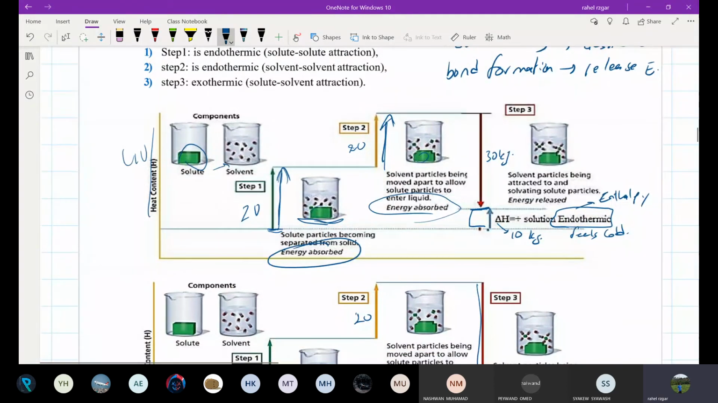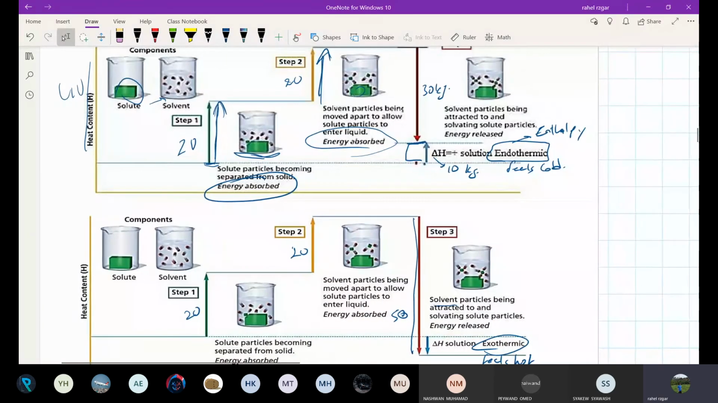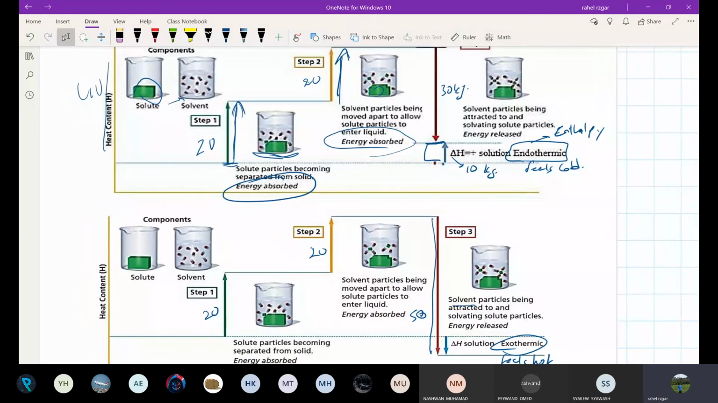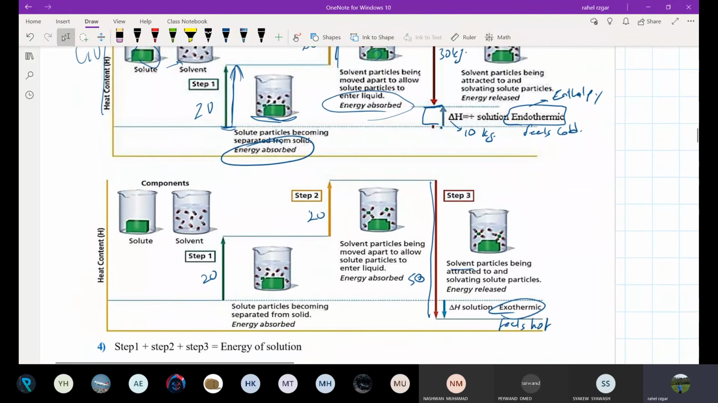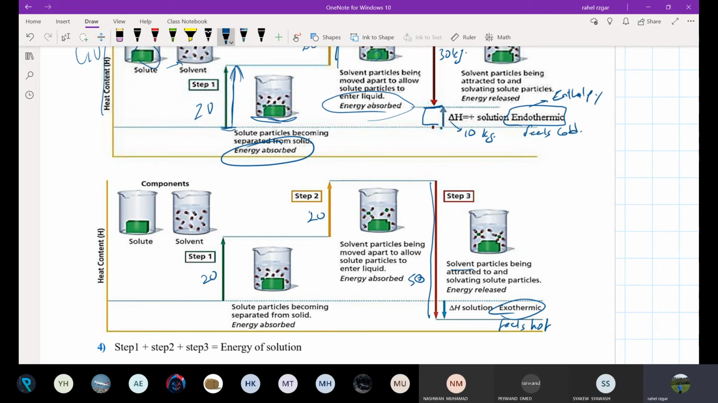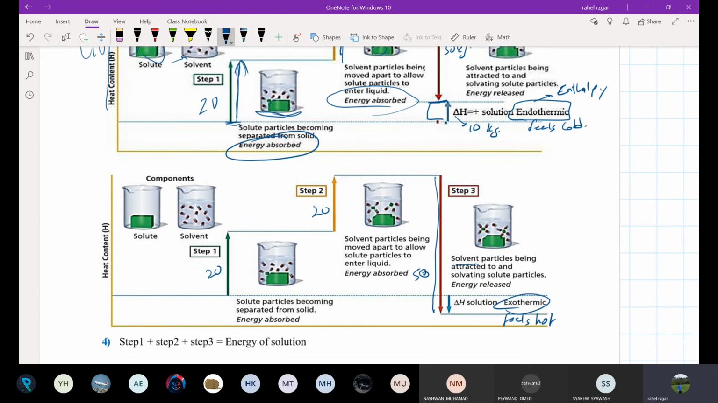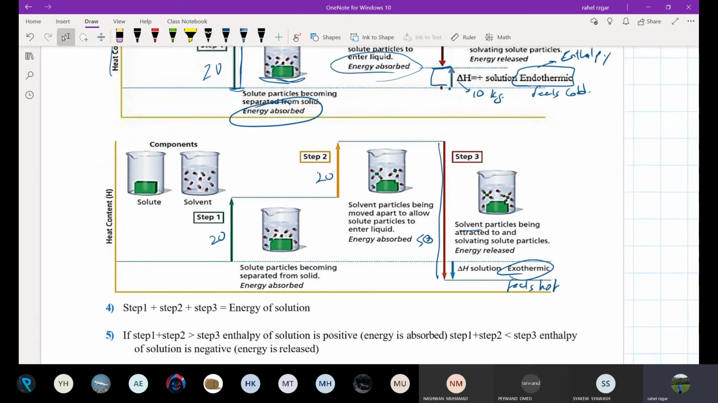With water, you can specifically call it hydrated. But if it's not water, you can just, in a general term, name it solvated. So when solid particles are solvated, they release energy. So when they are surrounded by the solvent, they release energy. And if the released energy is more than the absorbed energy, we call that solution exothermic.